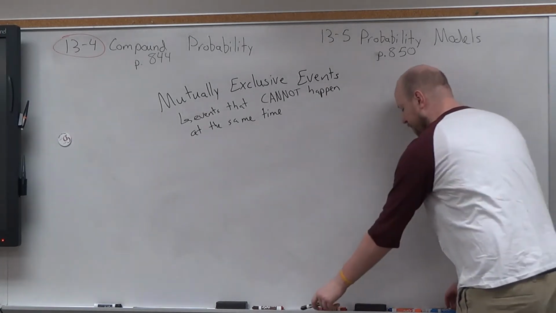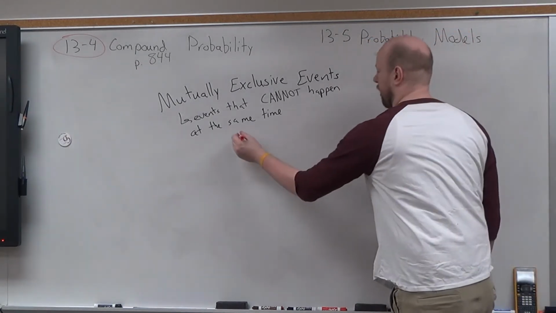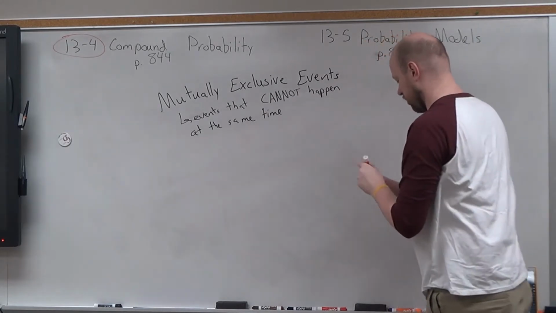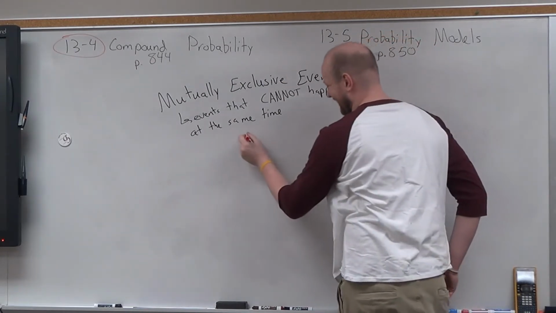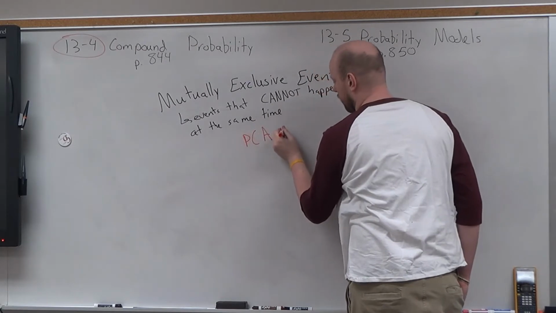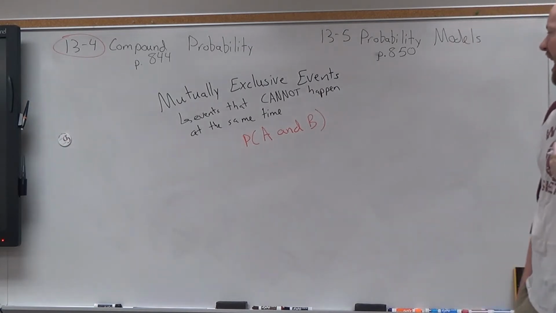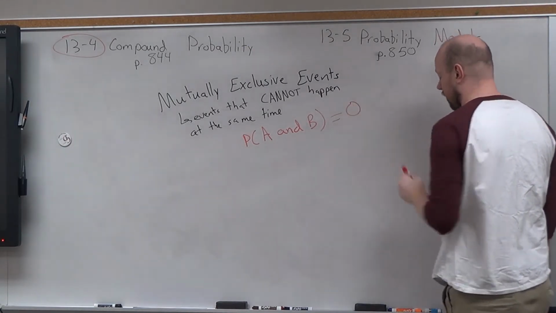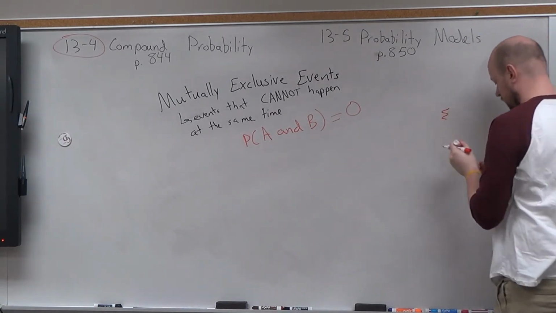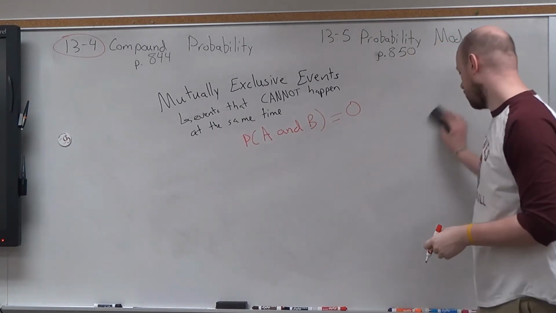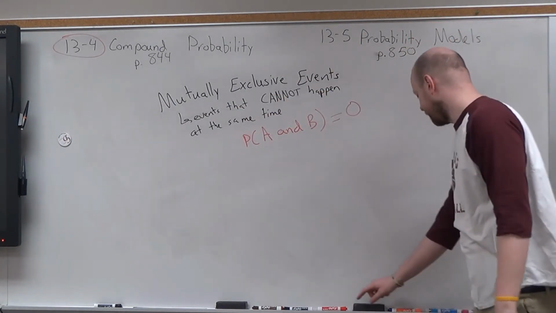Now, the probability of mutually exclusive events. If they are mutually exclusive, the probability of A and B is going to be 0. They just simply cannot happen at the same time.